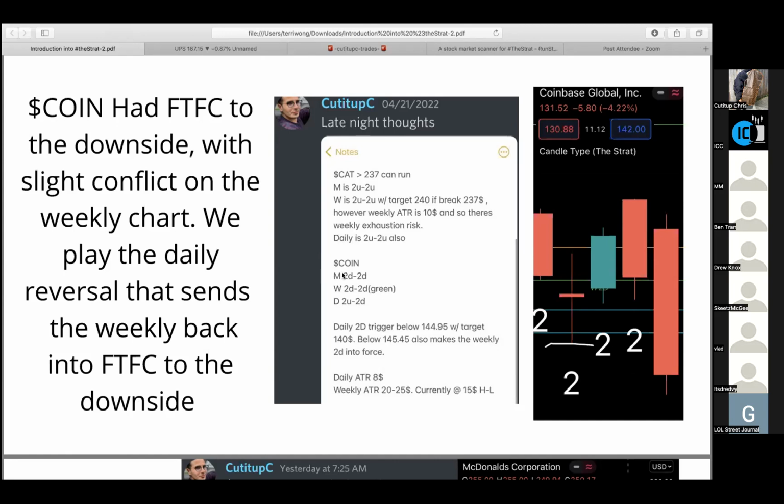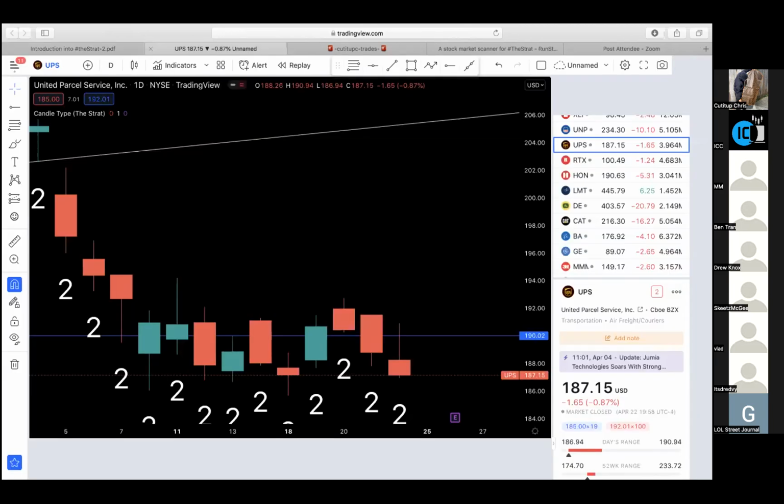So right here is Coin. Monthly, 2 down, 2 down. Weekly, 2 down, but it was a green 2 down. So it's like a failed 2 down. And then daily was a 2 up, 2 down. All right. So let's go to Coin.